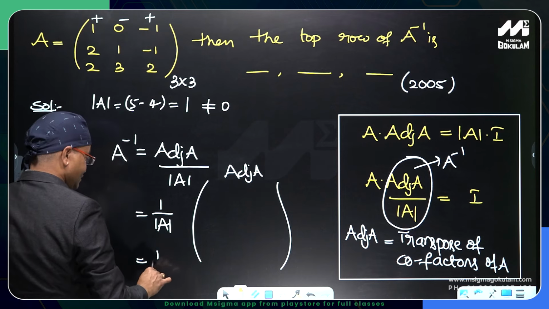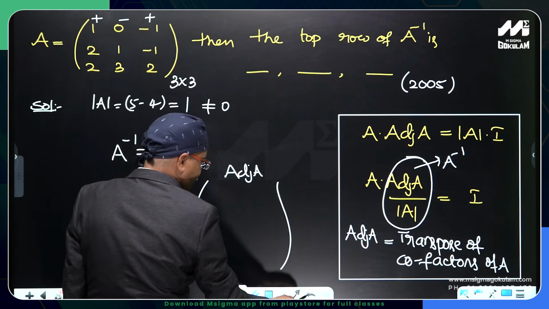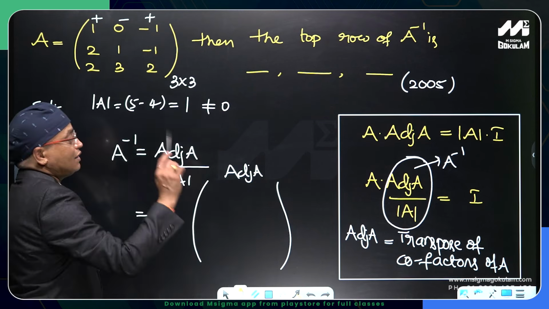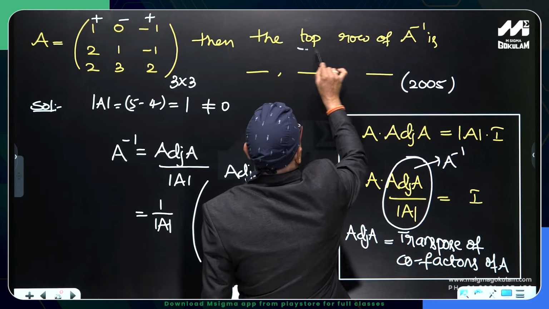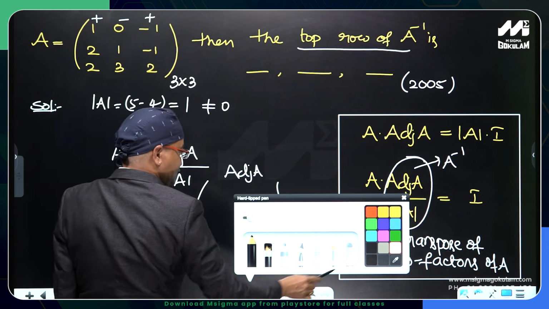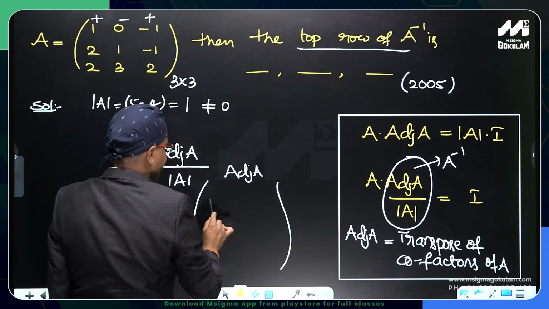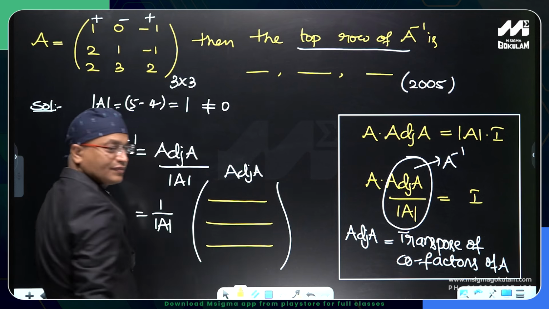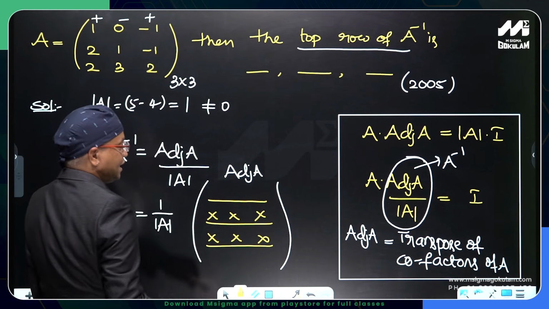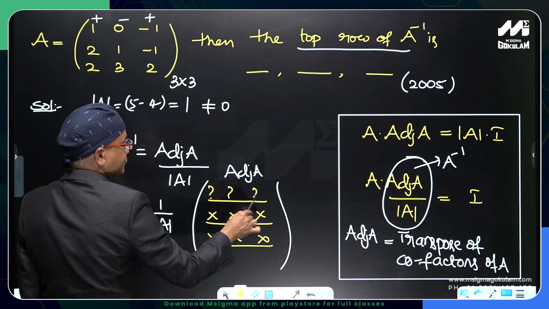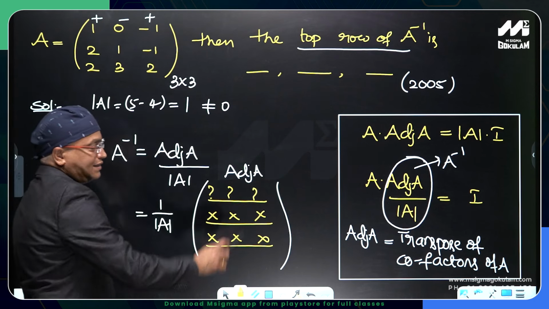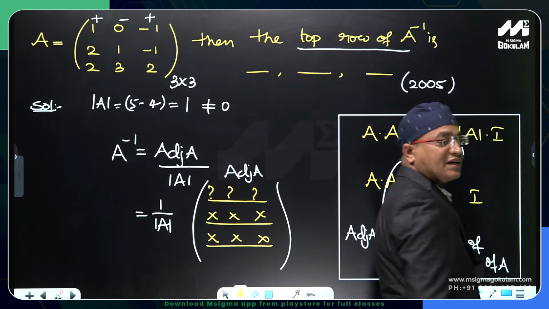So only that adjoint matrix we have to find. According to my question, only the top row of A inverse. Here 3 rows are there, a 3 by 3 matrix. Here also 3 rows will be there. I don't want to find the second row elements, third row elements. I want to find only these elements, the top row of A inverse. So how to get this? The transpose of cofactors of A.